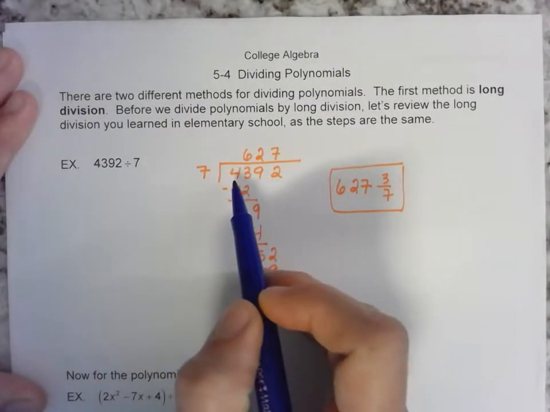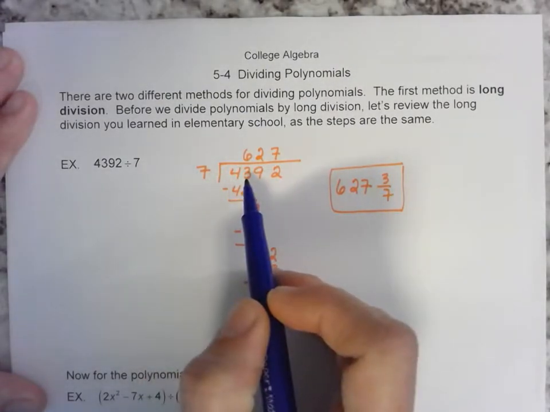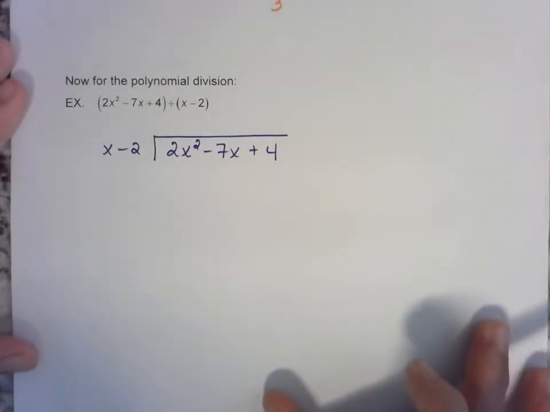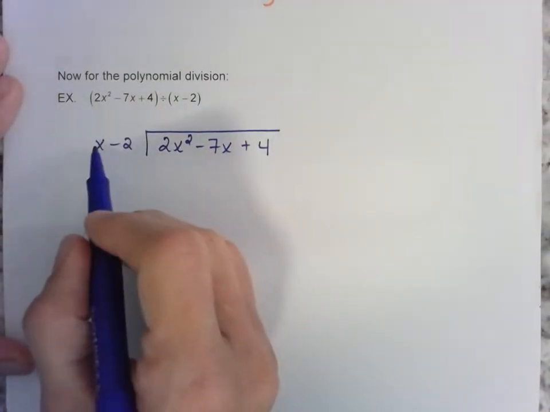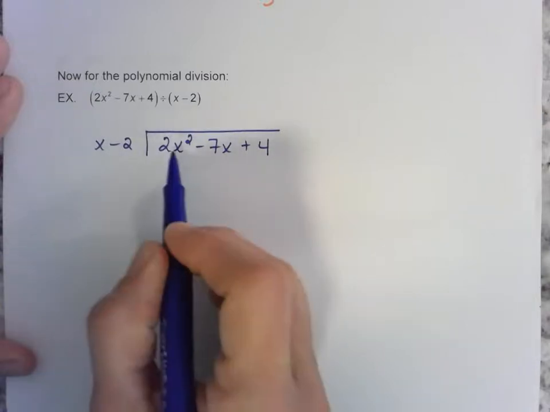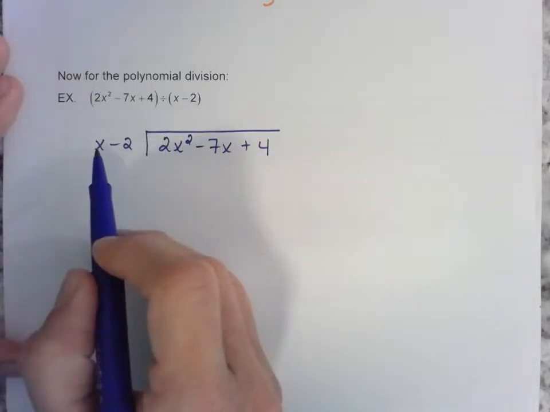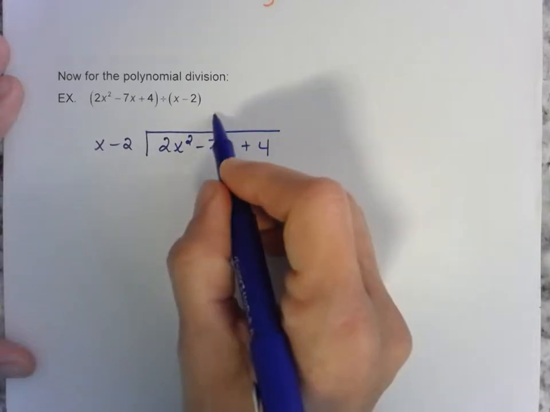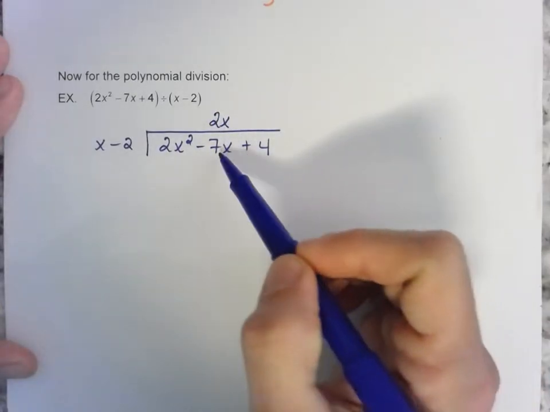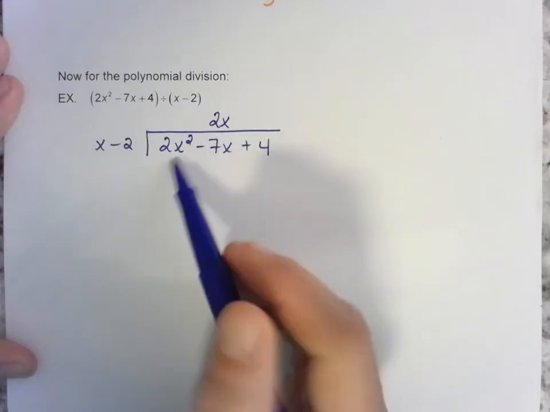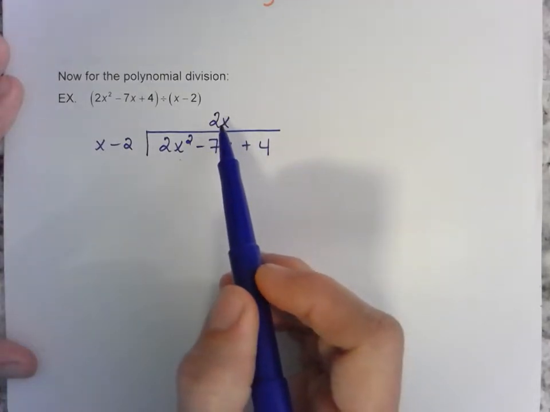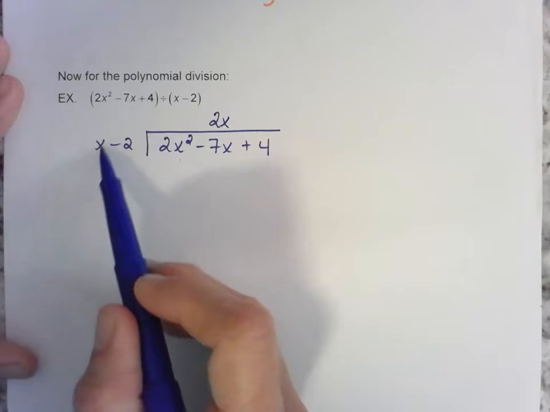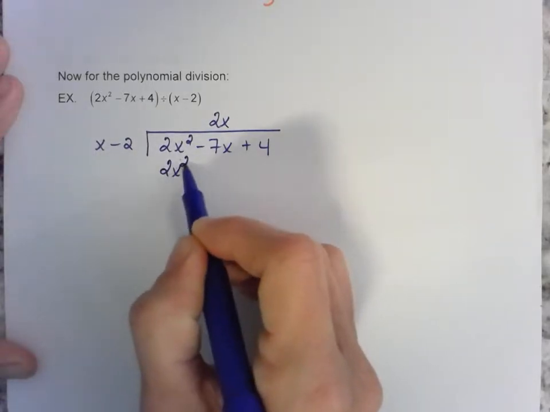So at the top, I said, will 7 divide into 4, or will 7 divide into 43? I'm going to change the question that I ask, and I'm going to say, looking at just the first term and just the first term, what do you multiply by x to get 2x squared? You need a 2x. Always put it over its like term. 2x and 7x are like terms. You can double check this because the next step is multiplication. 2x times x is 2x squared.